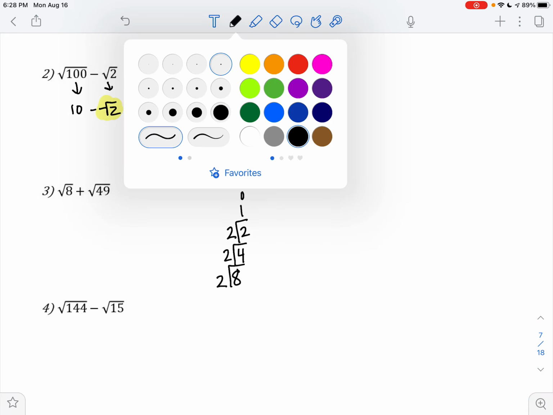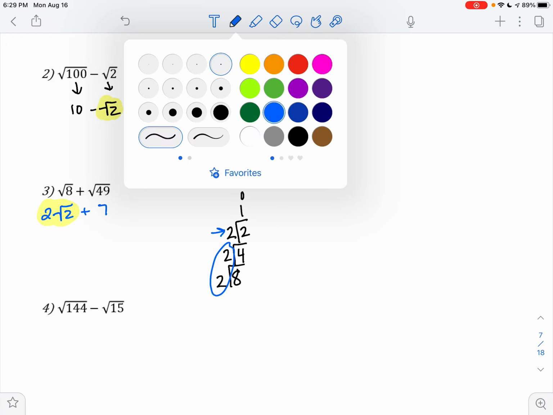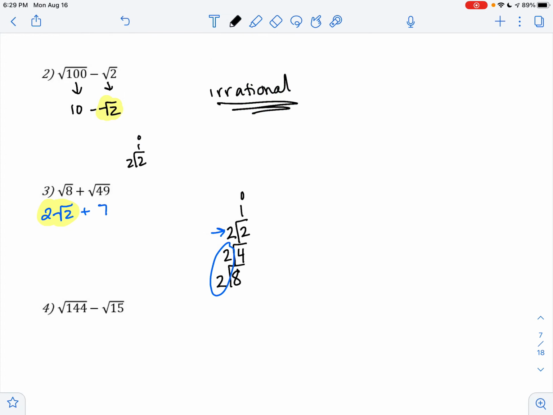I am looking for pairs of numbers to be able to leave the square root symbol. Here I have a pair of 2's that can leave. This 2 does not have a pair, so that 2 is going to stay inside my square root symbol. Plus, the square root of 49 is 7. Because my answer still includes a radical that cannot be simplified any further, that means that this is an irrational number because it still contains a square root that cannot be simplified.